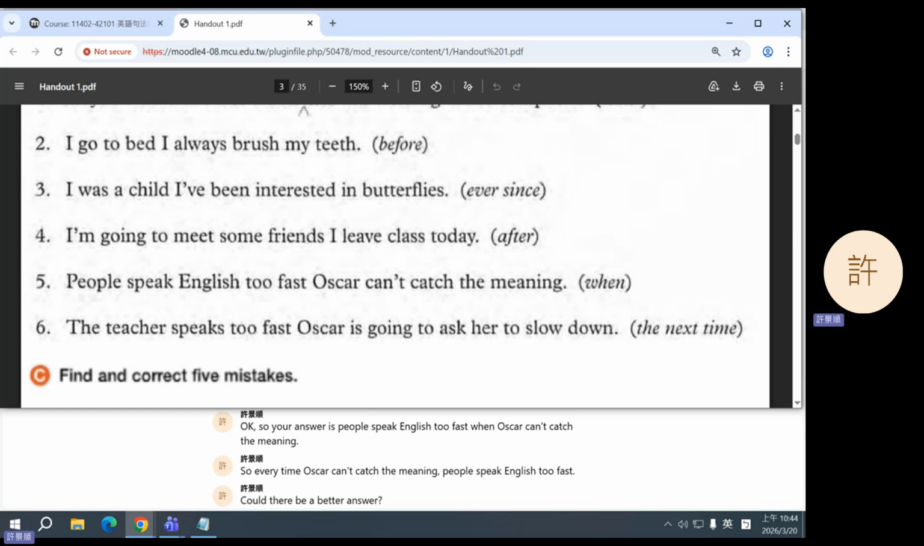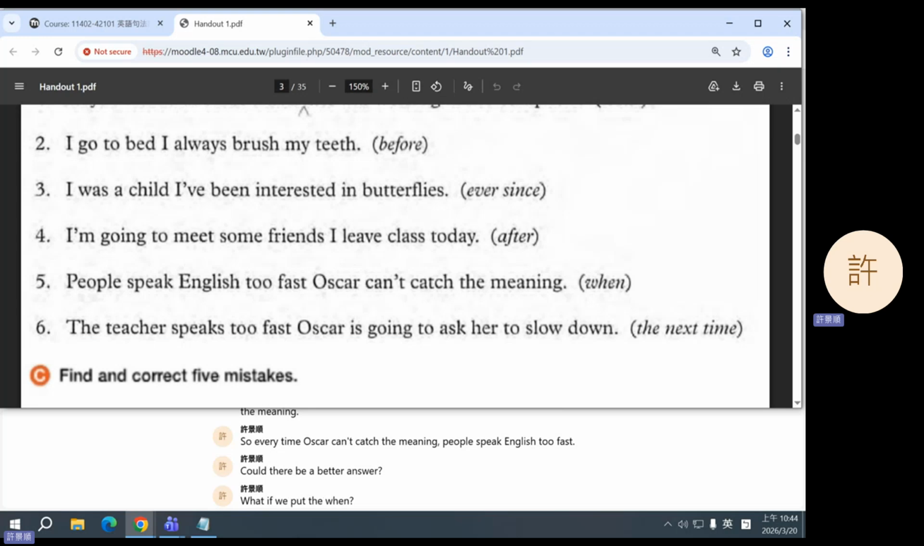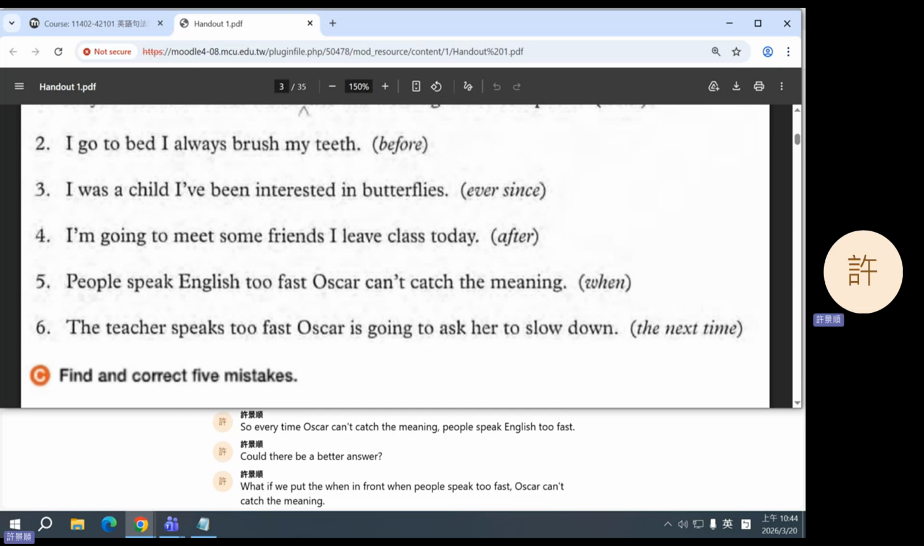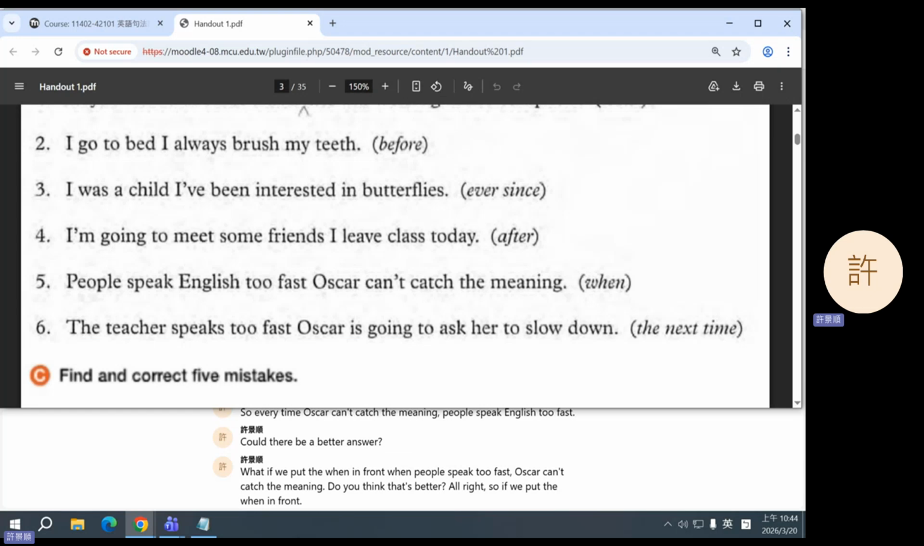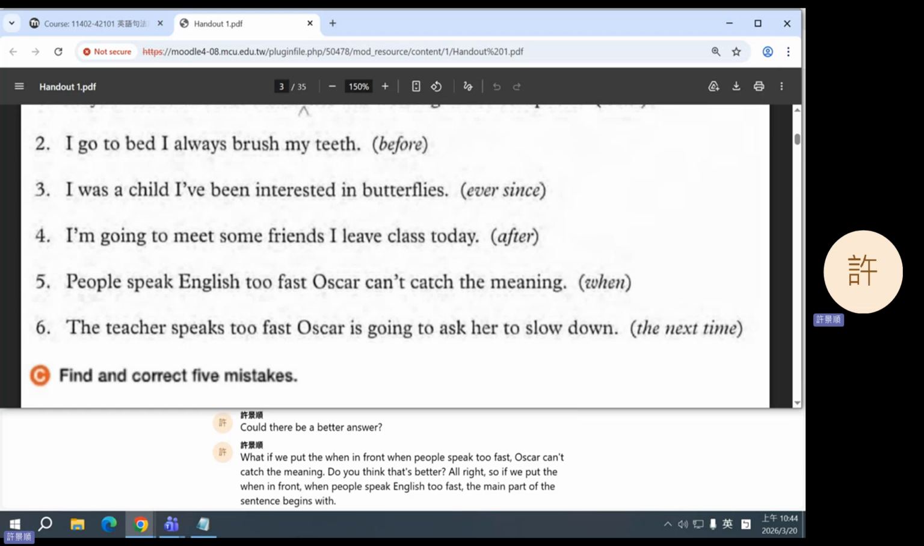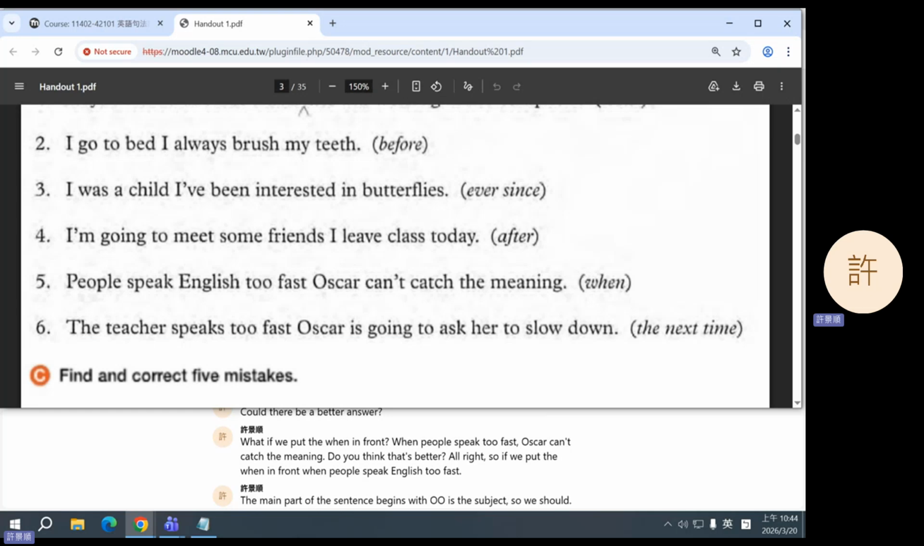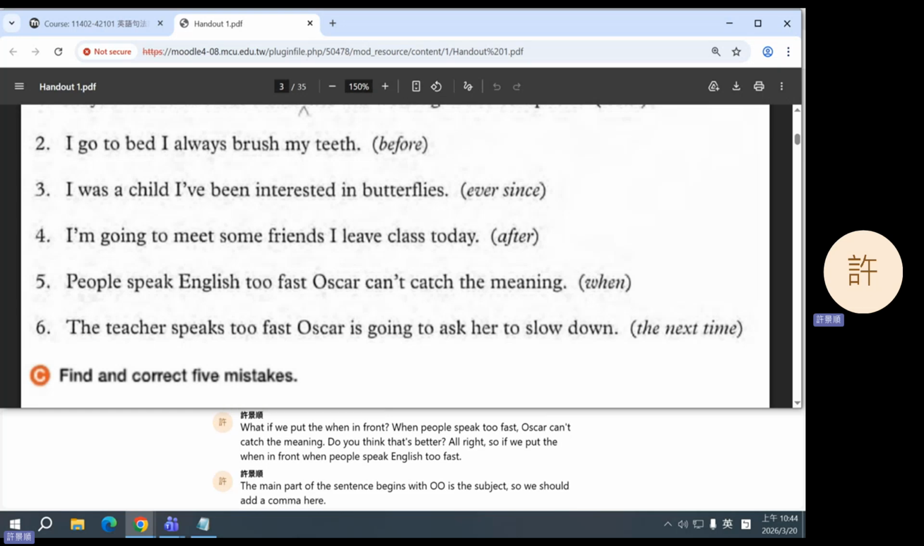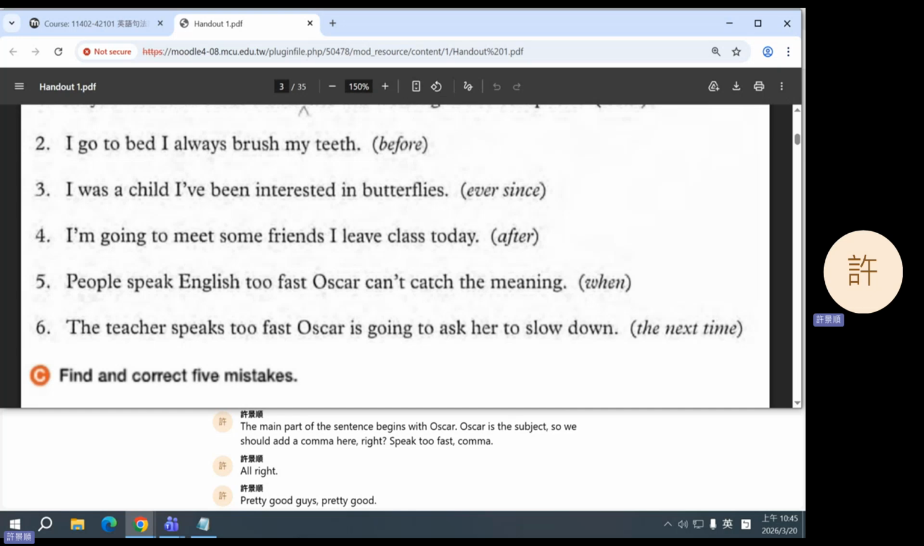What if we put the when in front? When people speak too fast, Oscar can't catch the meaning. Do you think that's better? All right, so if we put the when in front, when people speak English too fast, the main part of the sentence begins with Oscar. Oscar is the subject, so we should add a comma here, right? Speak too fast, comma. All right. Pretty good, guys, pretty good. Let's continue.